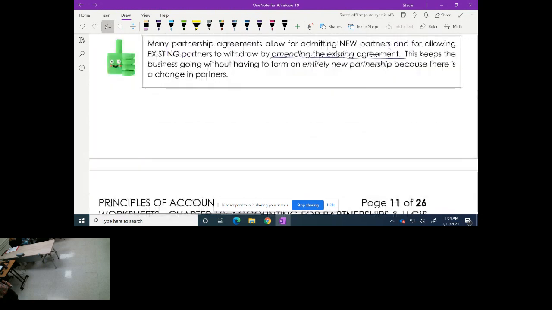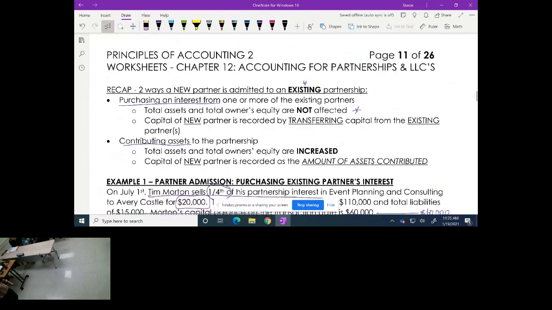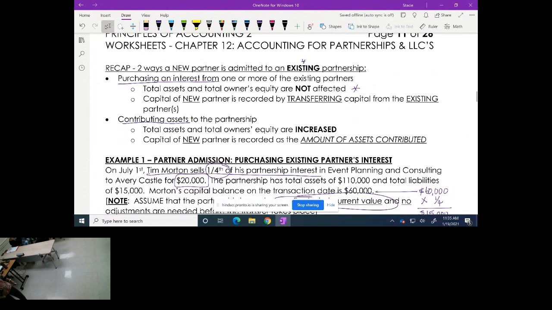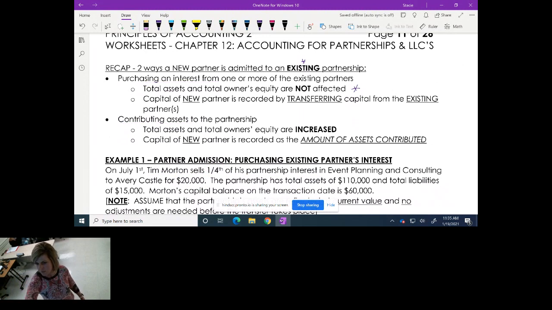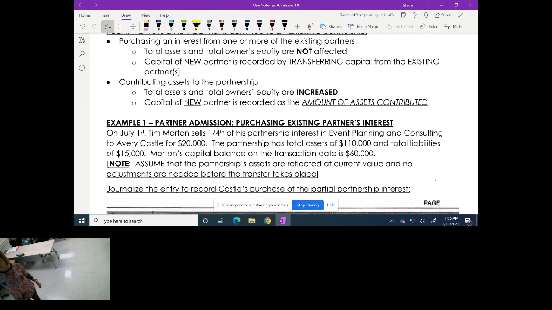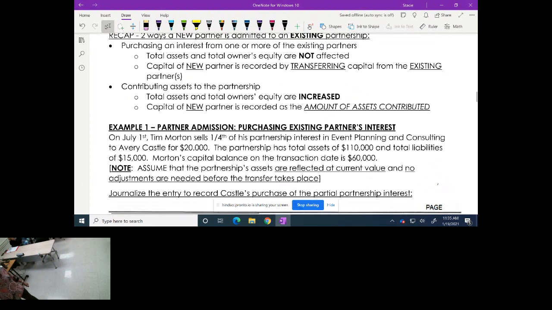All right, so that's just a little side note that summarizes what we just talked about, amending the partnership agreement. This is just a recap of what I had already told you, a summary of purchasing an interest.